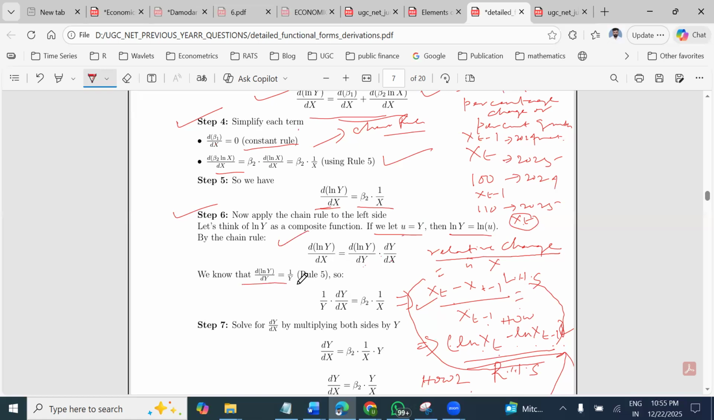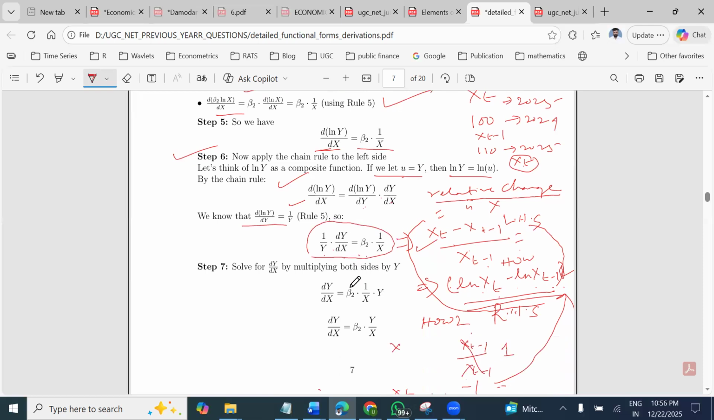Now what do we know? Already with the formula we know. So it is 1 by y into dy by dx, which is equal to beta 2 times 1 by x. Is it clear? Or is there any problem? Madhusmita? No, sir. It's crystal clear, right? You will never forget. From where are we getting this? Because already we had proved this. Okay? Yes, sir.